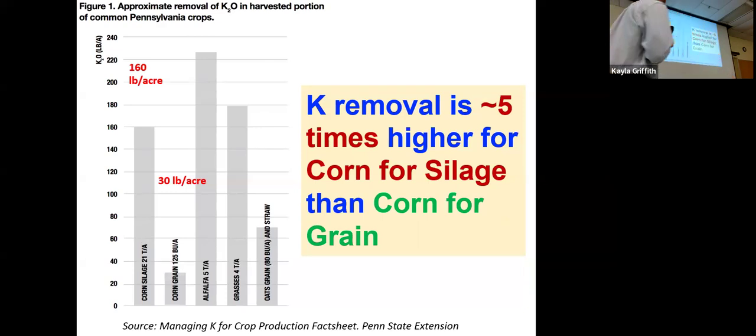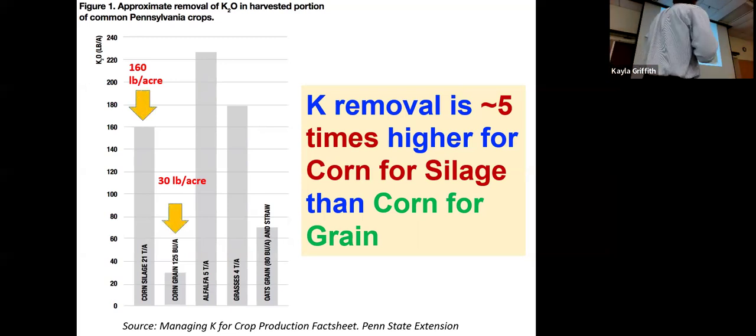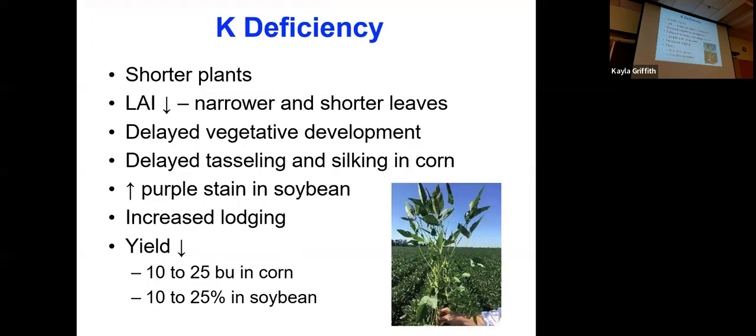An important thing to know for your crop health, in the nutrient needs, is that silage demands 5 times that of corn for grain, so that's a big number. Silage is a potassium sucker, and that's what the slide says. K deficiency tends to result in shorter plants.